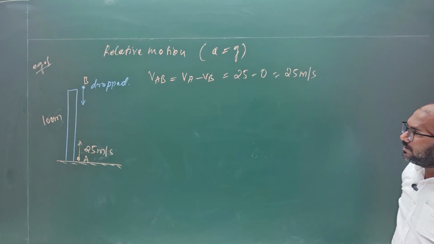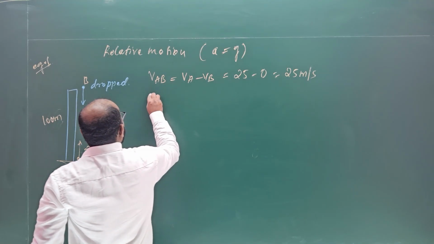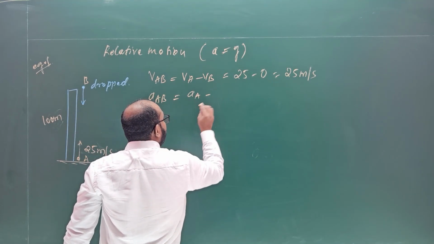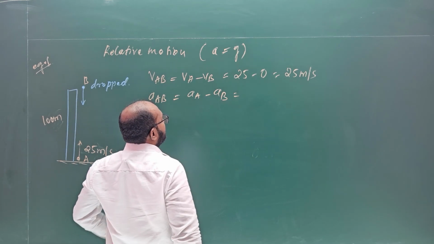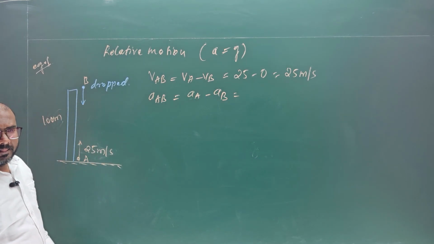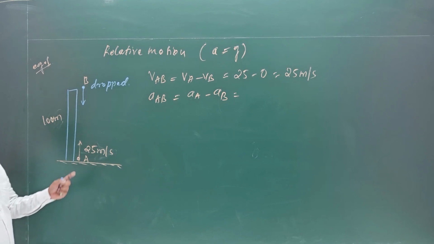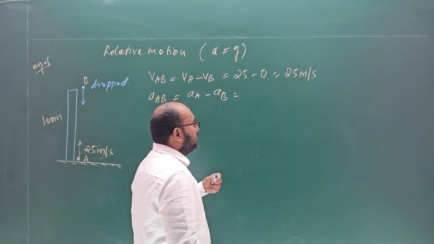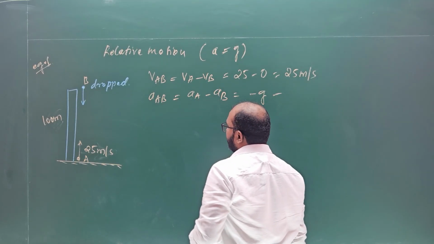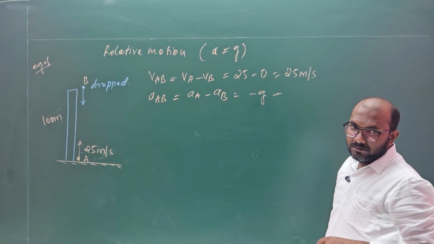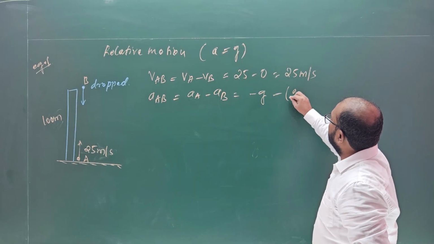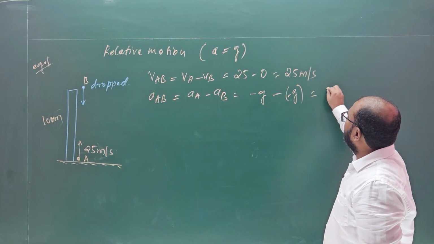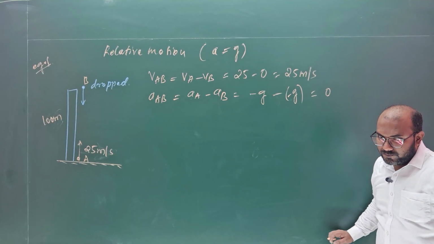Now similarly, if I want to write the acceleration, a_AB is nothing but a_A minus a_B. What is the acceleration for A? When the object is going upward, g acts in the downward direction, so can I write minus g? When the ball is being dropped downward, also minus g. So this negative and that negative become positive, and relative acceleration becomes 0.